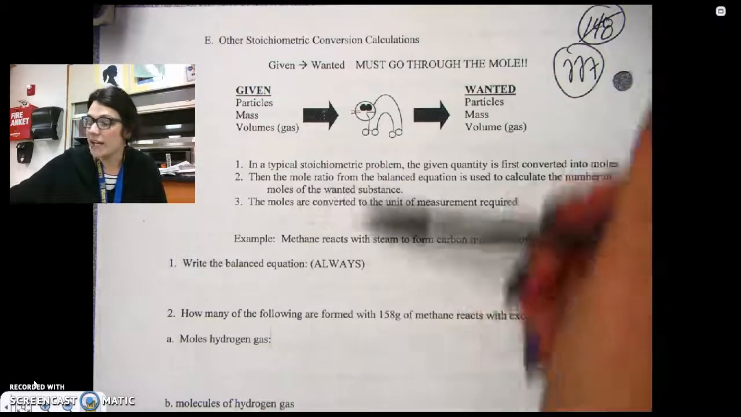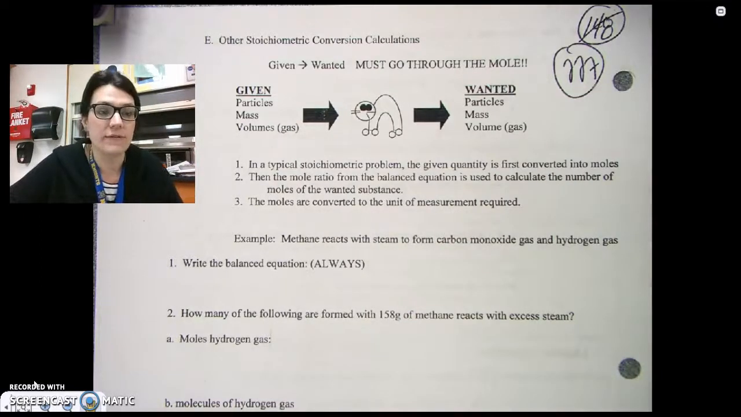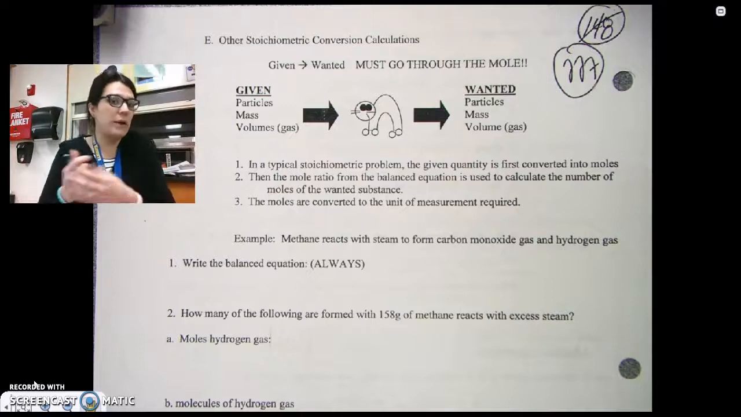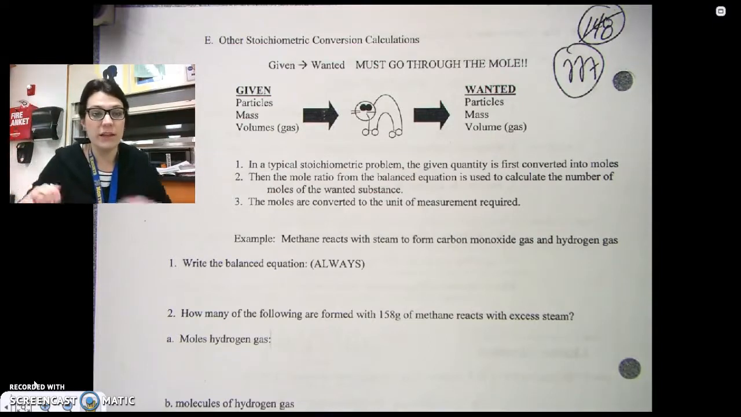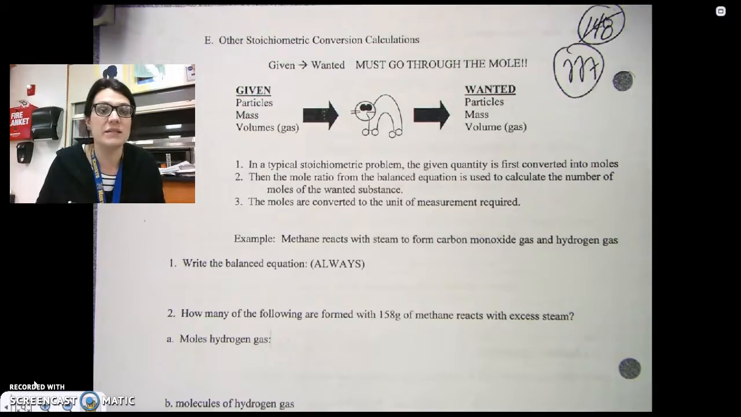Okay, and I have steps to help us figure out what my problem will look like. And that's why I always like to do factor labeling, because my question mark is the unit that I should end with, and my equals is the first unit that needs to be canceled at the bottom of my first conversion. Okay, so let's look here.